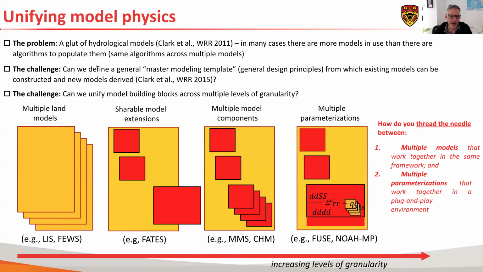In many cases, there's more models than there are algorithms to populate them. So the challenge is, can we define a general master modeling template with general design principles from which existing models could be constructed? That would be the ideal if we could possibly do that. Can we unify the model building blocks across multiple levels of granularity? And it's complicated. There's many different ways that we're already doing this. There's obviously multiple land models out there. Some models are sharing parts of code already, or model extensions. Some models have model components that are pulled out enough that you could potentially share them. Some models have multiple parameterization capabilities. And so the question is, can we thread this complex needle between multiple models that work together in the same framework and multiple parameterizations that work together in a plug-and-play framework?